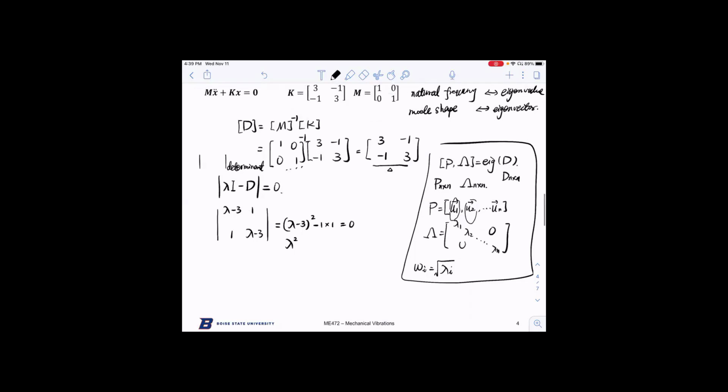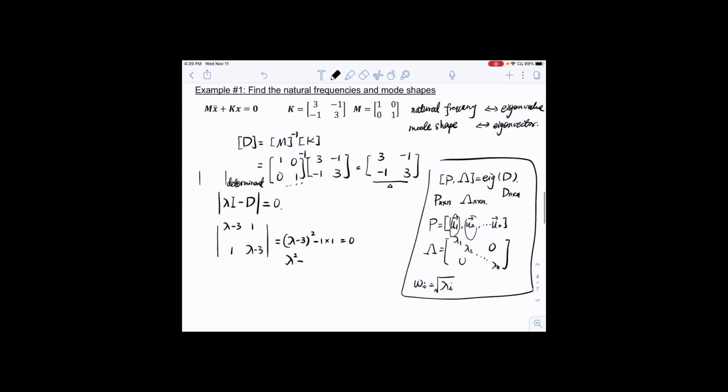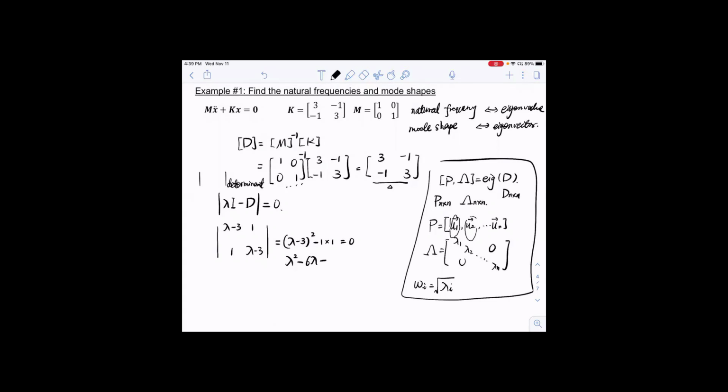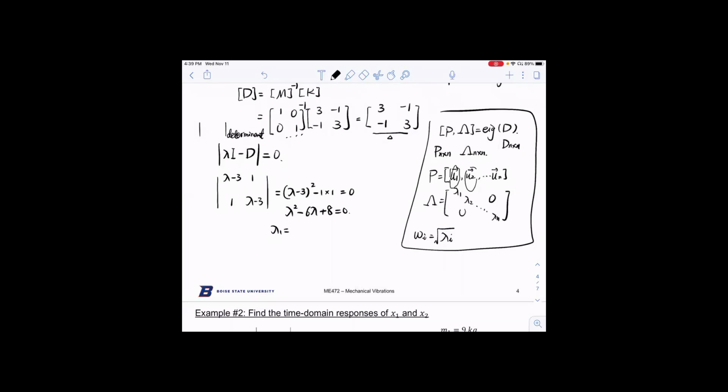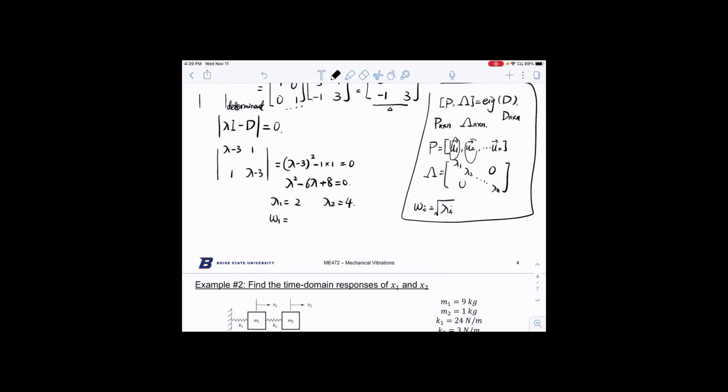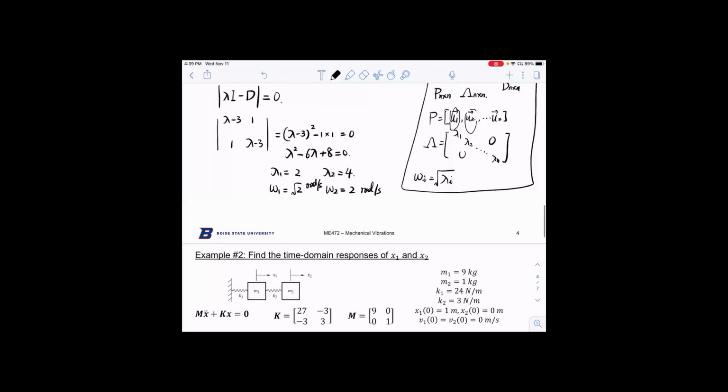So eventually we need to solve lambda squared minus 6 lambda plus 8 equal to 0. Then your lambda 1 is 2, lambda 2 is 4. So here you can get your natural frequency. Omega 1 is square root of 2. The second mode is at 2 radians per second. So that's how easy it is to find the natural frequency.